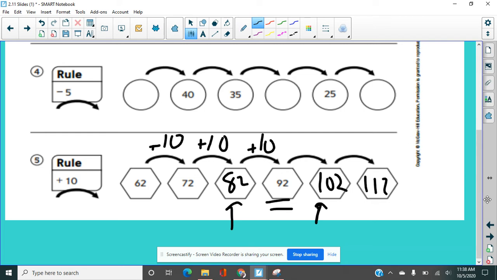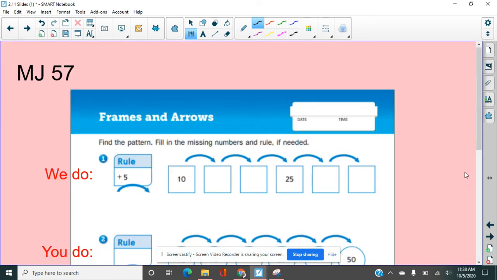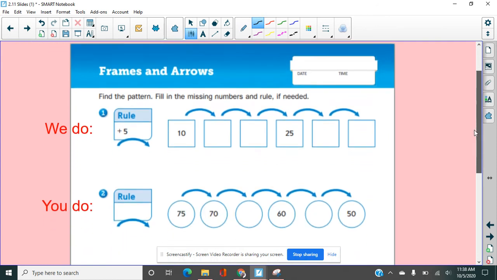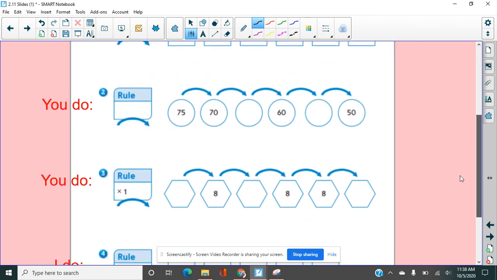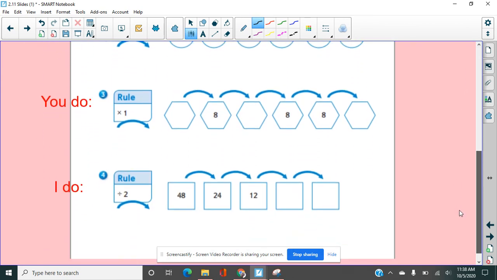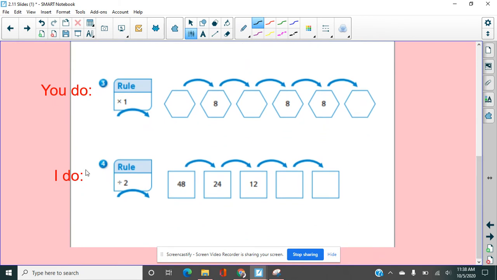Okay. Now I know I have lots of examples that I didn't get to because I want to do one on your page here together. So find us Math Journal page 57. All right. Now I know some of these are labeled differently. You're going to be doing most of this page since we've done some together already here on the video. But I want to look at number 4 because number 4 says divide by 2. Remember, I skipped that one on the last page.